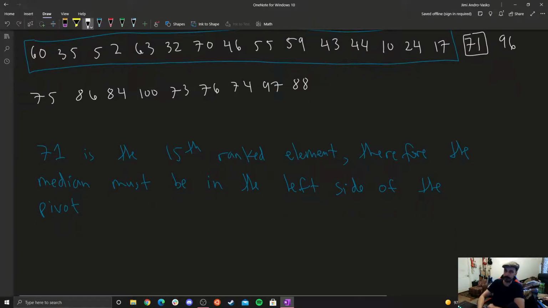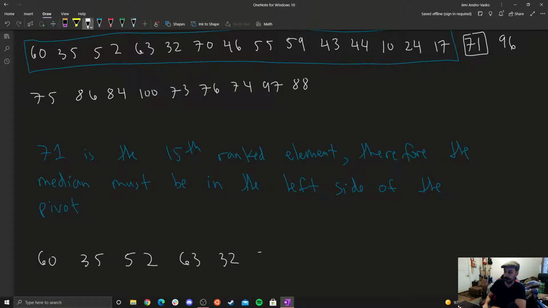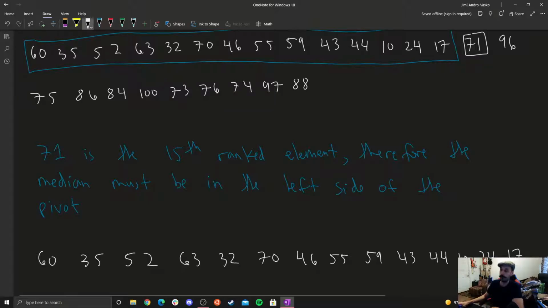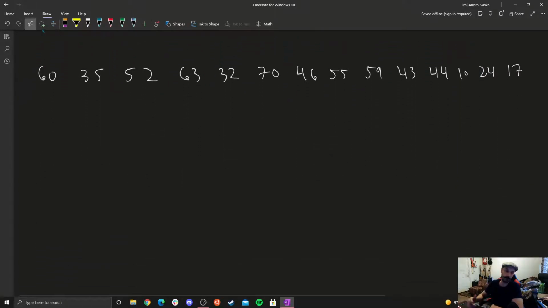I'm going to copy this list over here. Less to write this time, which is kind of nice: 32, 70, 46, 55, 59, 43, 44, 10, 24, and 17. So now we have a smaller list we're going to be using.